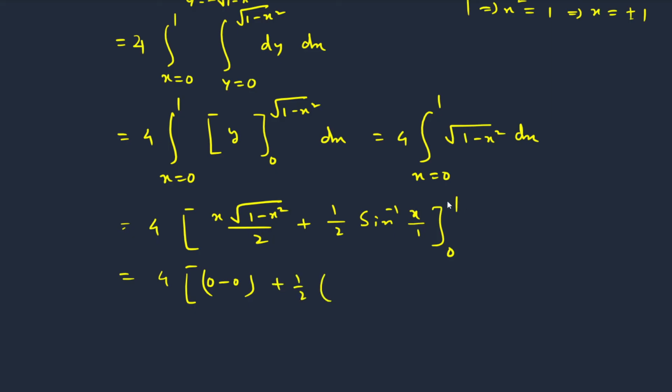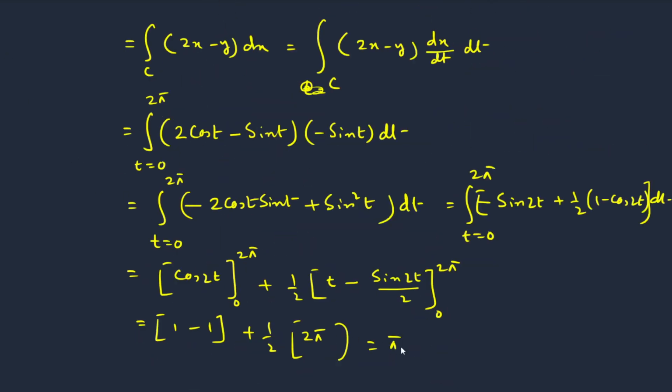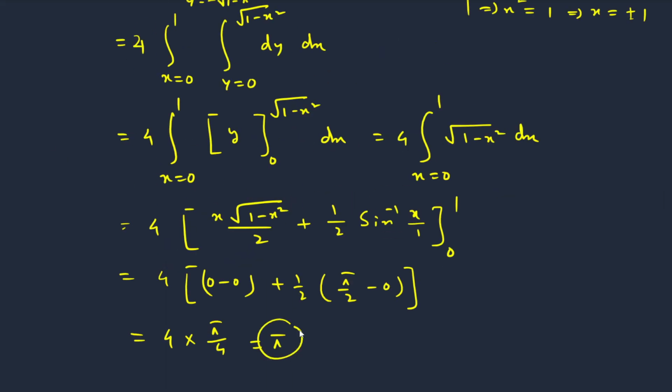upper limit 1, then 1 by 1 is 1. Sine inverse 1 is how much? pi by 2, and if you put 0 it will become 0. So what do we have now? 4 into pi by 4. So how much do we have? Pi. So you see, what is our left hand side? Pi. And the right hand side is also what? Pi. So that means what? Stokes theorem is verified. Okay. Hence Stokes theorem is verified.